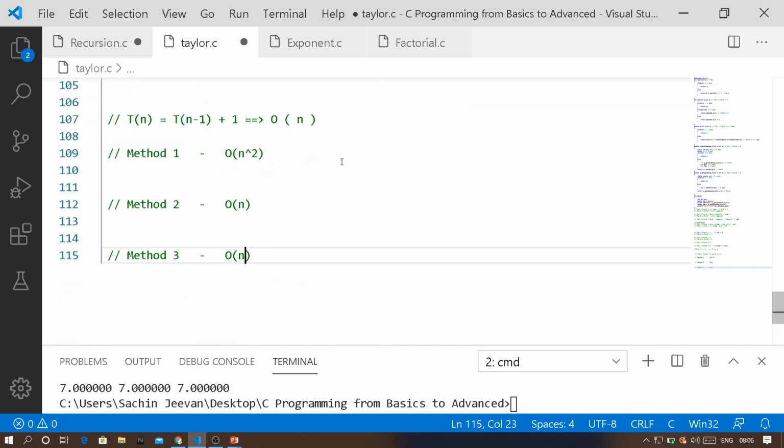So coming here, method 1 is having space complexity order of 1. Method 2 is having space complexity order of 1. And method 3 is having space complexity order of 1. So in terms of space complexity, all the three methods are having the same space complexity. So let us ignore space complexity. Coming to time complexity, clearly method 1 is inefficient compared to method 2 and method 3. Okay, it is out of the game.